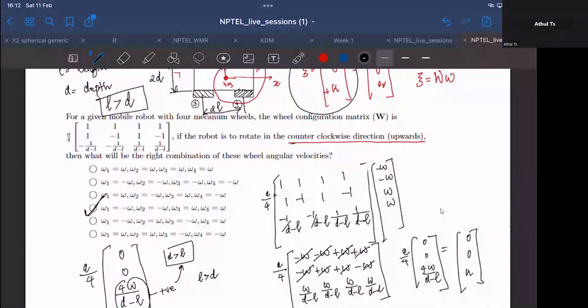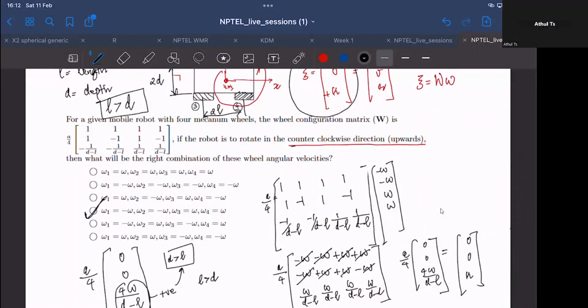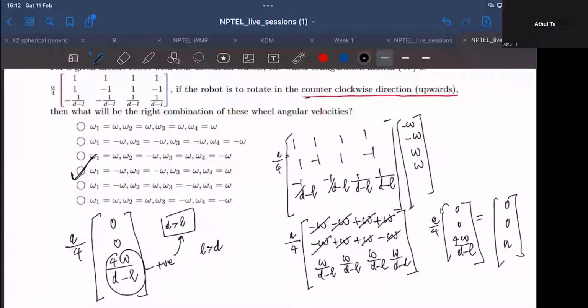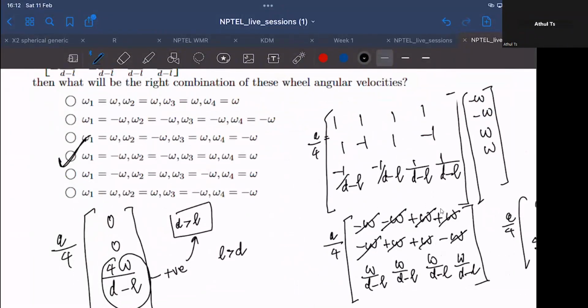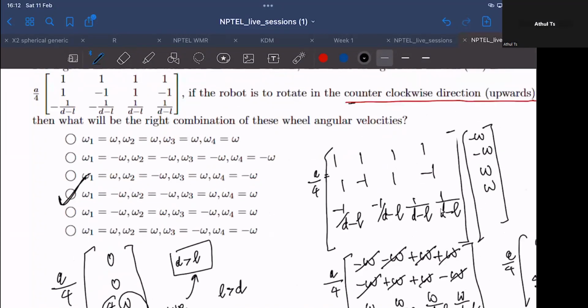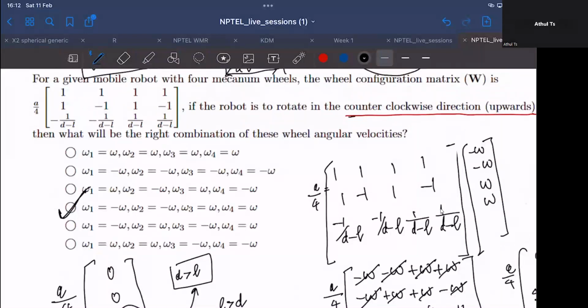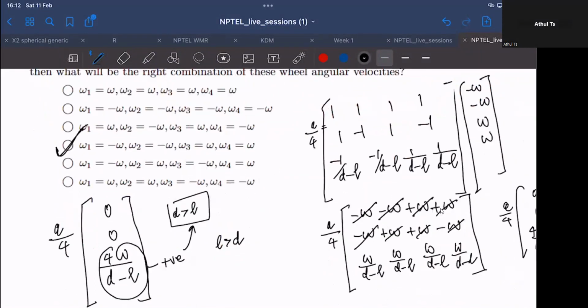So in this regard, whatever value you would get in the final answer would be a negative quantity, because if you consider L to be greater than D, the final entry would be negative, because it says D minus L. So if L is greater than D, you would get a negative value. In the question, we want the robot to rotate in a counterclockwise direction, so we have to ensure that the third entry should be positive. So the fourth option is not correct.